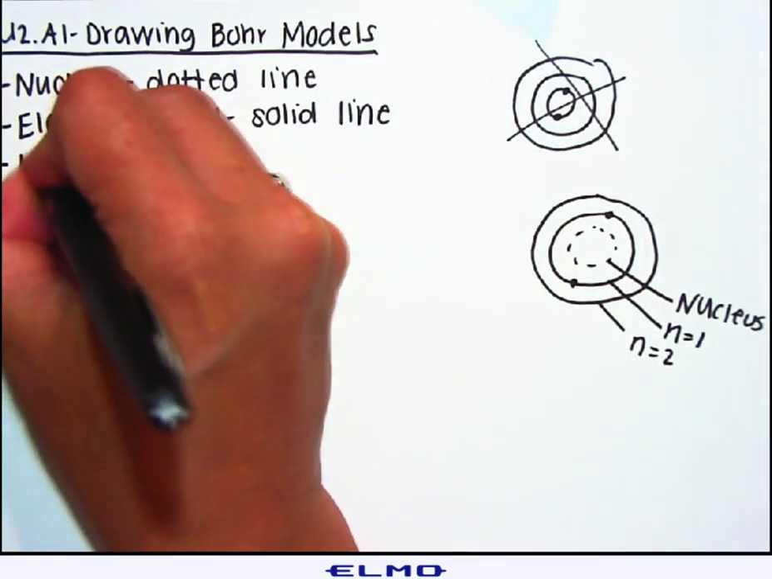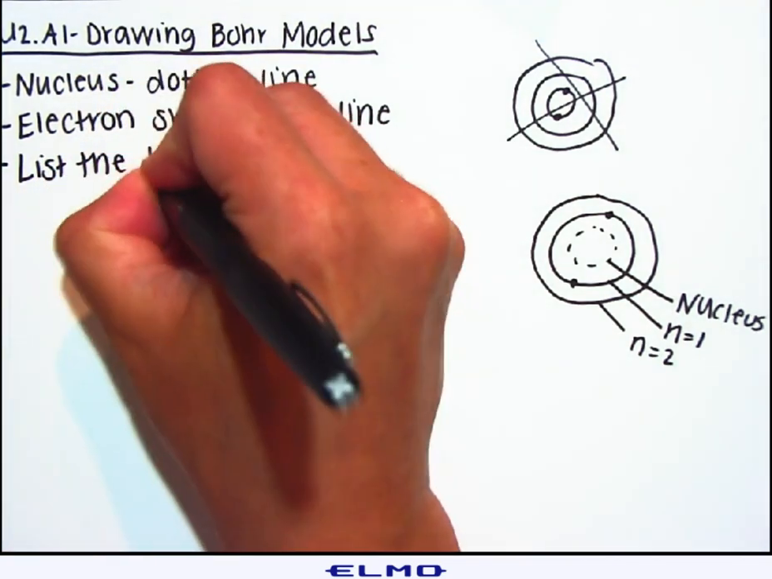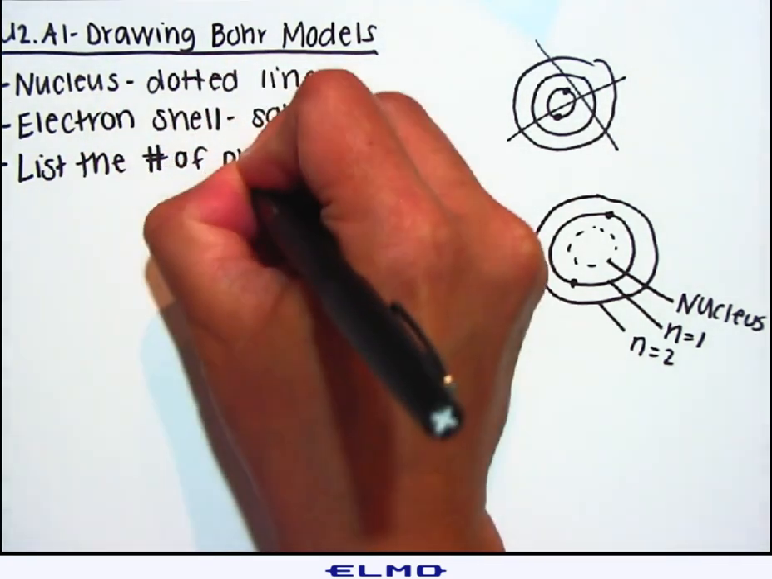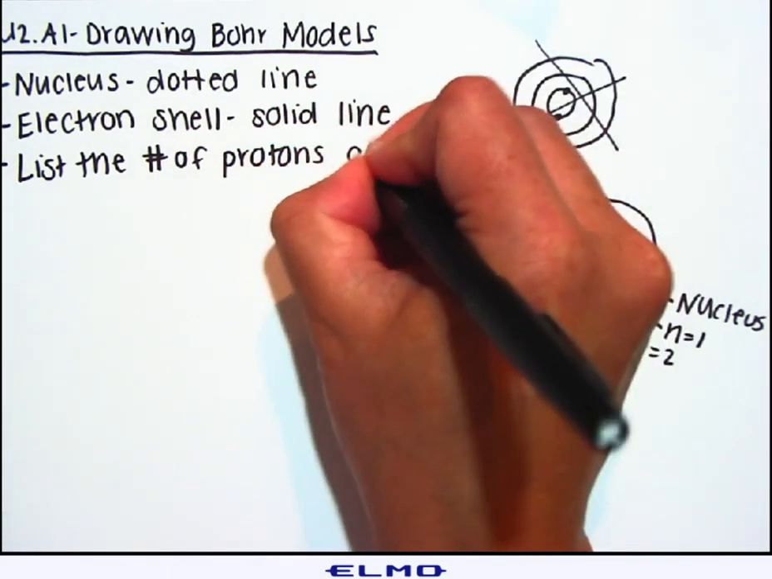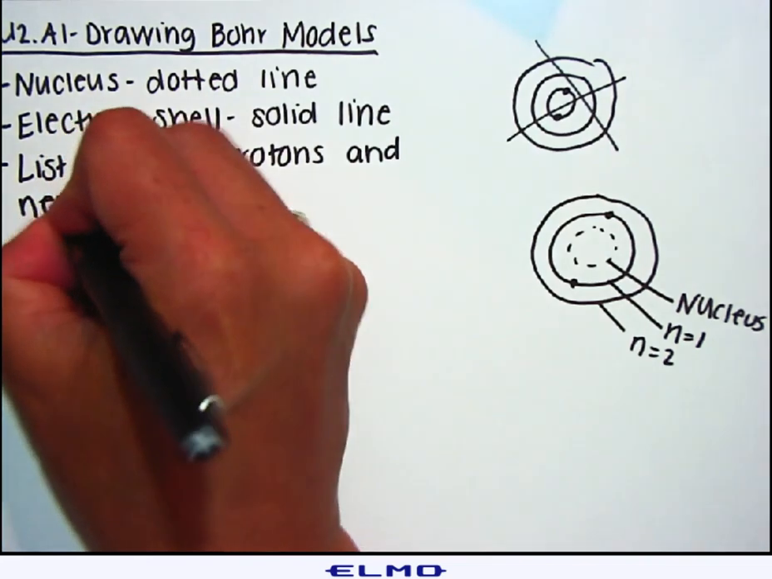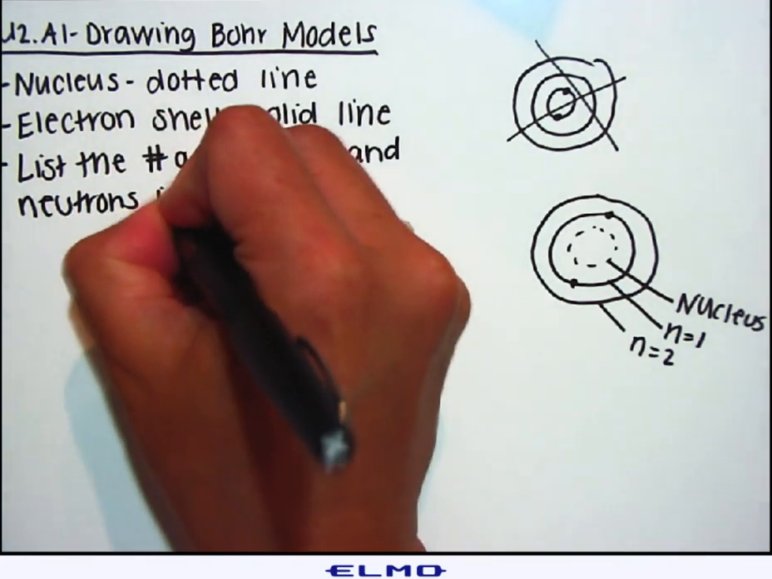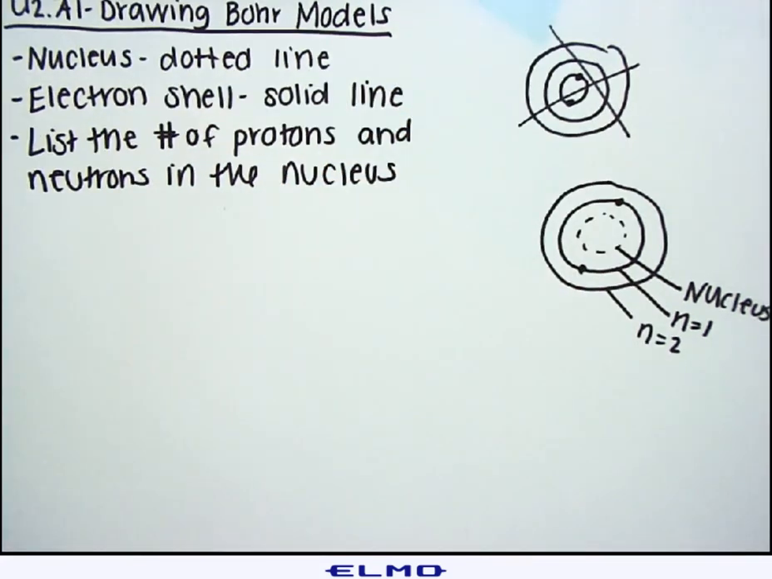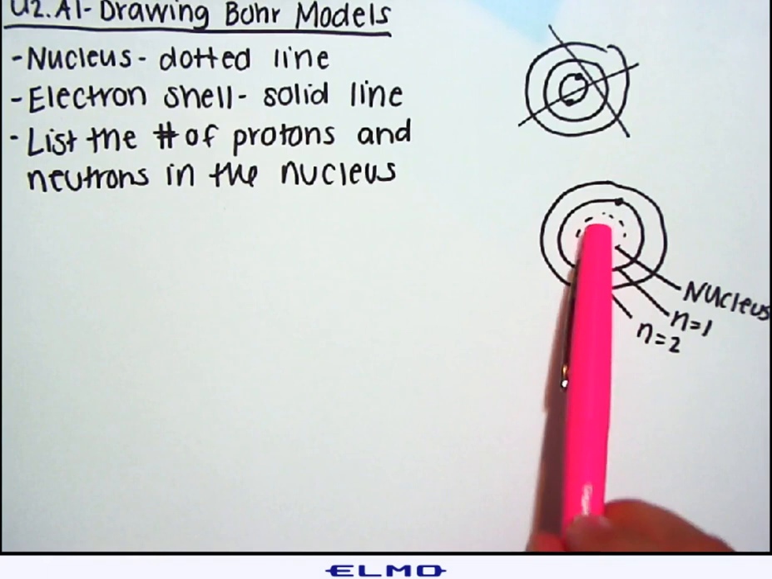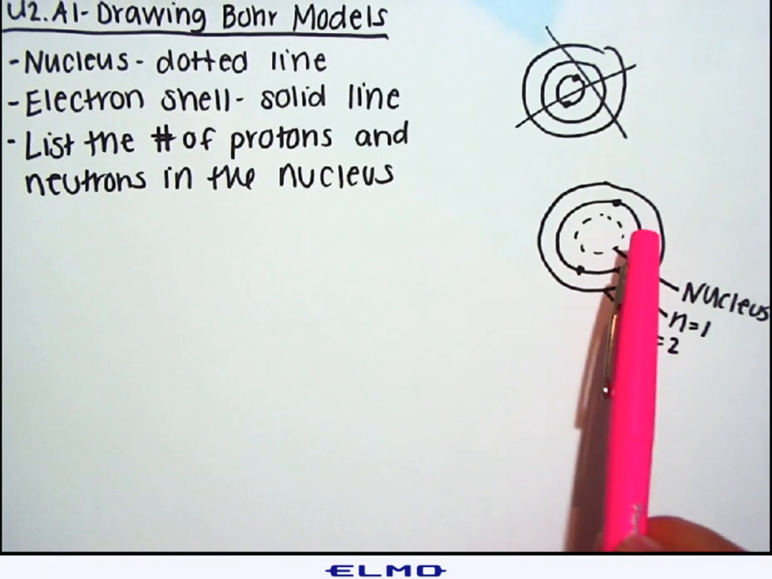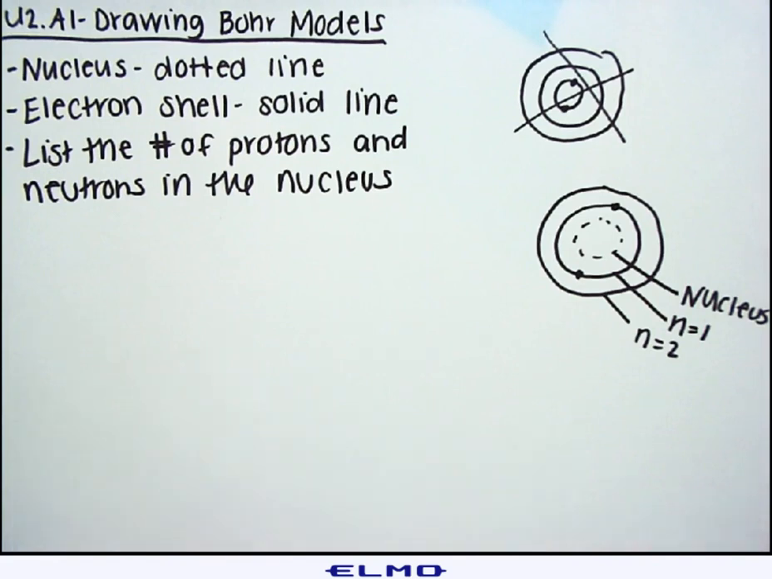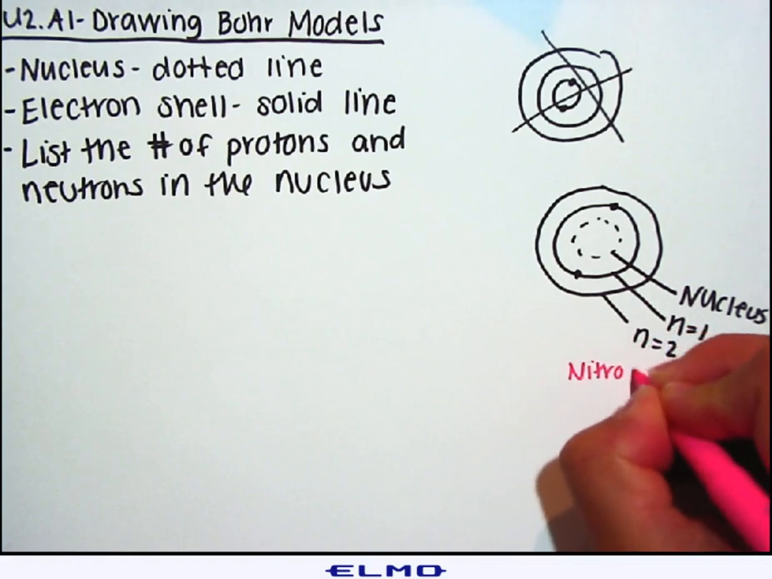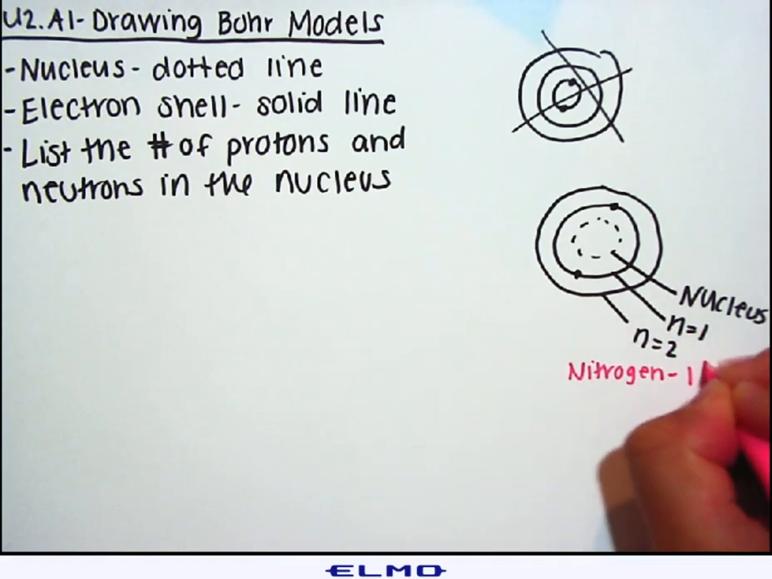I also want you to list the number of protons and neutrons in the nucleus. Please list them rather than trying to draw them. If you are trying to draw in subatomic particles, it's really hard for me to count and make sure you have the correct number. So let's say we were doing a Bohr model for nitrogen 14.